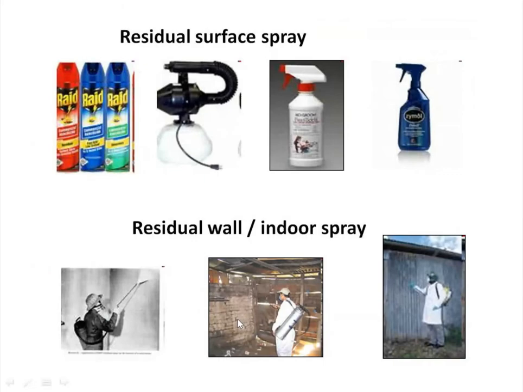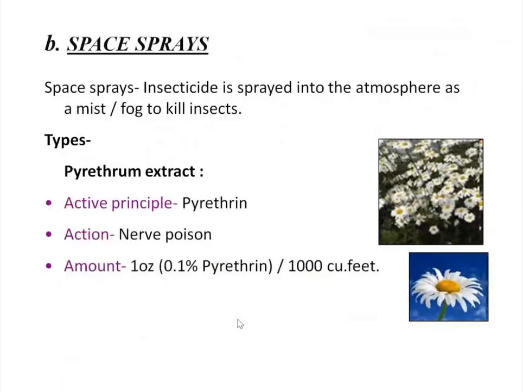So next group is the space sprays. Space sprays are usually used to spray outside the house in the environment. I think you must have seen these kinds of sprays very commonly, especially during this season. People come for fogging. This is called fogging. The white colored smoke comes from that machine. So you might have seen this. That technique is called fogging.